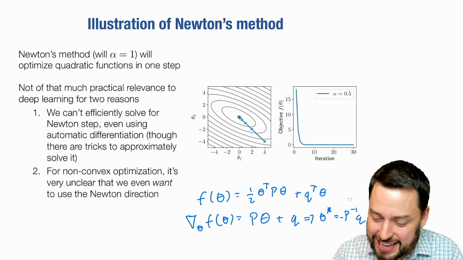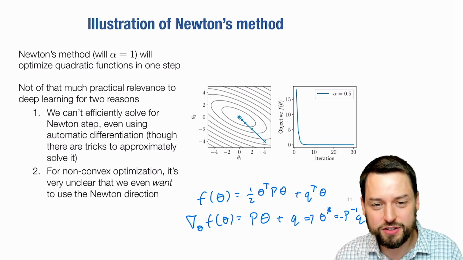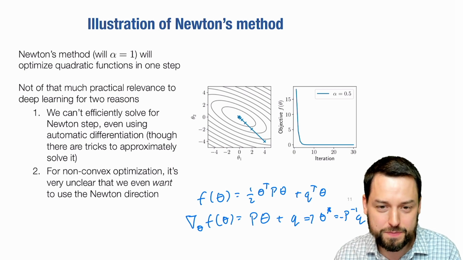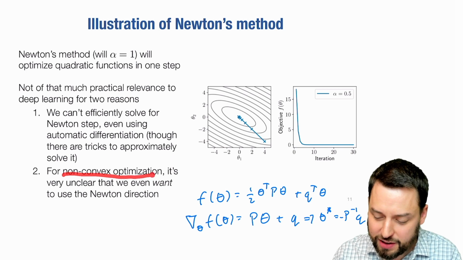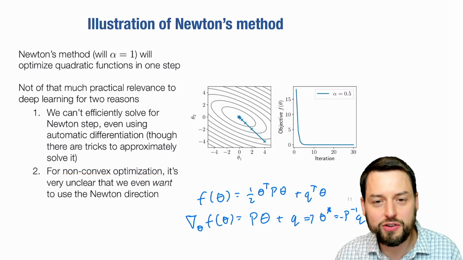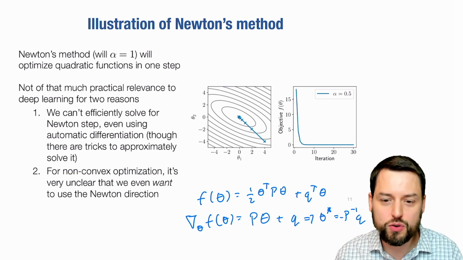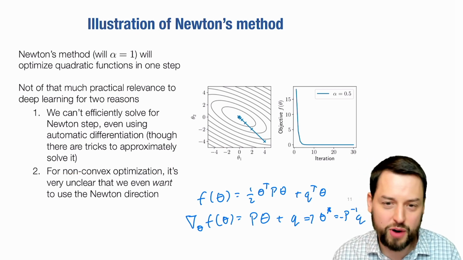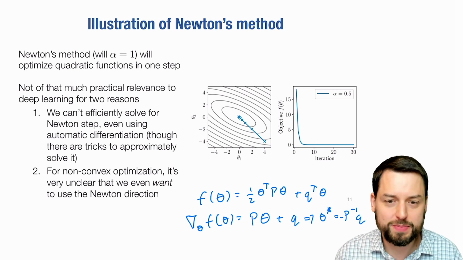And the last point I would say is that while Newton's method in some sense for a lot of convex optimization problems is the right algorithm, for non-convex optimization, which is what we deal with in deep learning, it's unclear that you even really want the Newton direction. It's unclear that this second-order information gives you all that much. And so for all these reasons, we're actually going to very quickly move away from actual Newton's method.